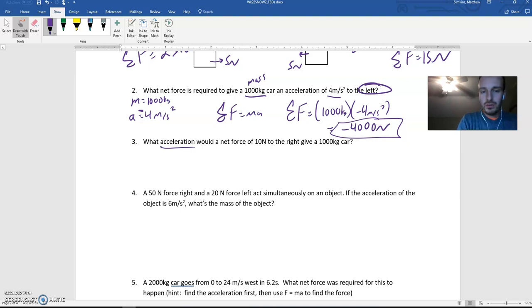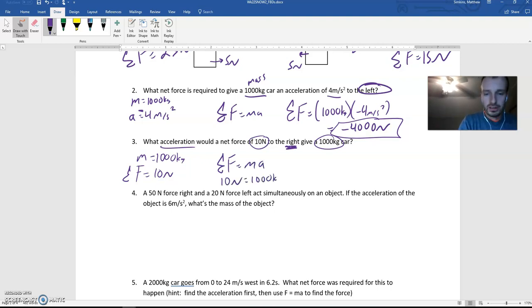What acceleration would a net force of 10 to the right give a 1,000-kilogram car? So we write our knowns here. Our sigma F is equal to 10 newtons. Our mass is 1,000 kilograms. And it says what acceleration would we get? So sigma F equals ma relates these things together. 10 newtons equals 1,000 kilograms times a. Divide both sides by 1,000. That's a tiny number. I don't feel like doing mental math. It's too early, so I'm going to be lazy and put it in my calculator over here.